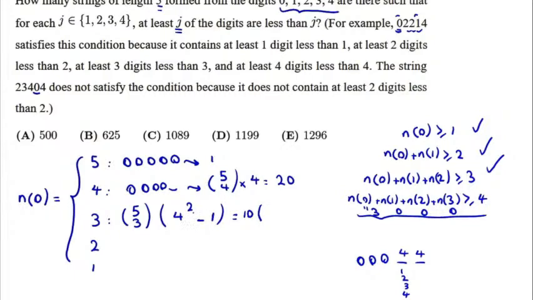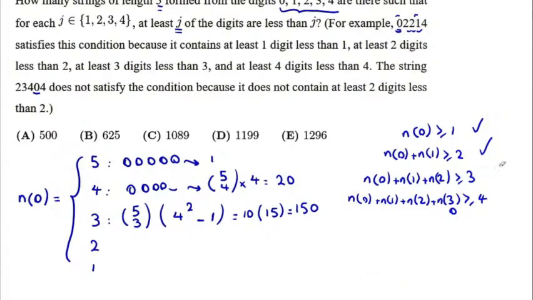If you calculate, it's 10. 16 minus 5, 15, it will be 150. Okay, so let me erase the cases that we worked on. N of 0 is 3.